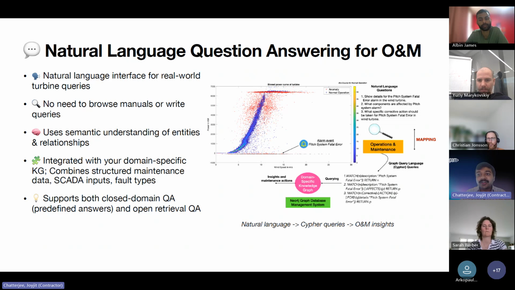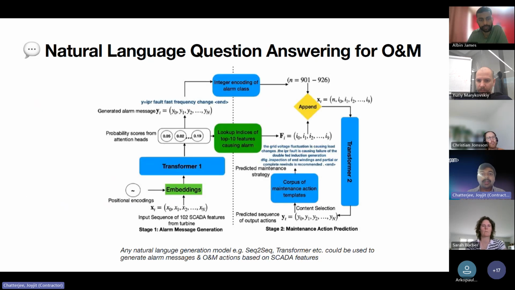So you can see the Cypher queries are generated with that AI model, and based on those Cypher queries, I can then get the right insights from the knowledge graph for any kind of anomaly, any issues I see in the power curve of the wind turbine and those kinds of scenarios. That is just a quick glimpse of how you could use a transformer model for question answering, and how you could use it to go from SCADA features to maintenance actions, like a full comprehensive decision.